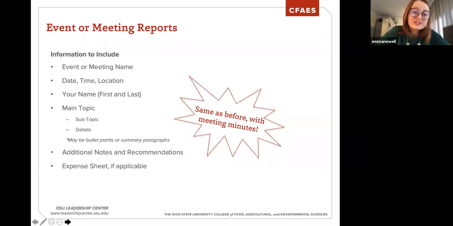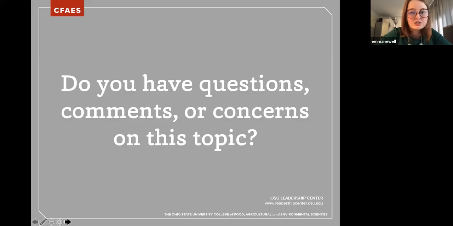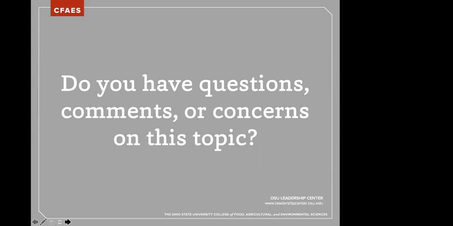So if you have a suggestion that you would like to be implemented from that meeting, then you can go ahead and put your ideas and personal anecdotes below that. And if applicable, you can also include the expense sheet in order to keep organized and make sure that refunds are given when needed and that all of the receipts are together in that same document to help with that refund process. So does anyone have questions, comments, or concerns in regards to the meeting report and meeting minutes portion?